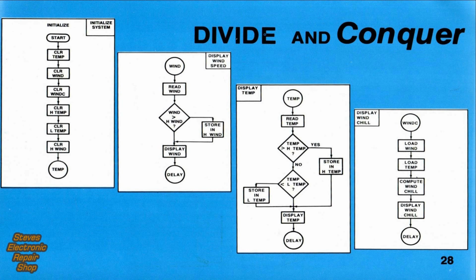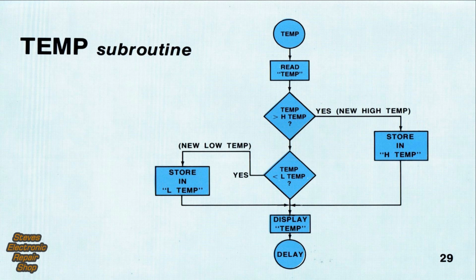As an example, let's look at how we handle one subroutine. Here's the flowchart for the temperature subroutine. Following the flow, we see that first we read the temperature. Then we test to see if the new temperature is greater than the previous high temperature, H-temp. If the answer is yes, then we have a new high temperature and we store it in location H-temp for further processing. A similar test is used to determine if the present temperature is less than the previous low temperature, L-temp. Next, we display the temperature and then exit to the delay routine. The labels that we assign to specific memory locations in this early phase will be a tremendous asset later.